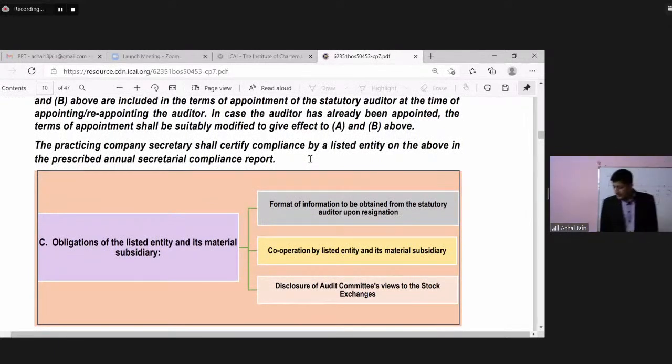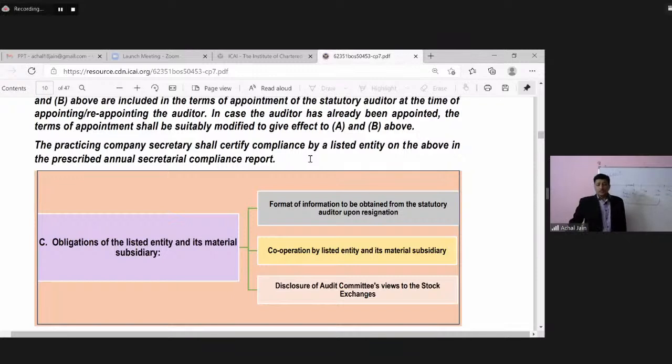What's the third requirement? Obligations of the listed company and its material subsidiary. Format of information to be obtained from the statutory auditor upon resignation. Cooperation by the listed company and its material subsidiary, and the disclosures of audit committee's views to the stock exchanges.